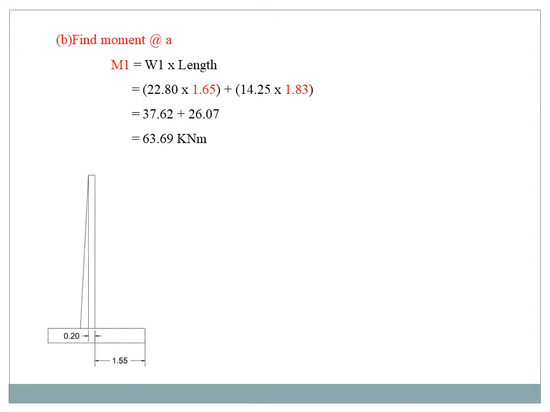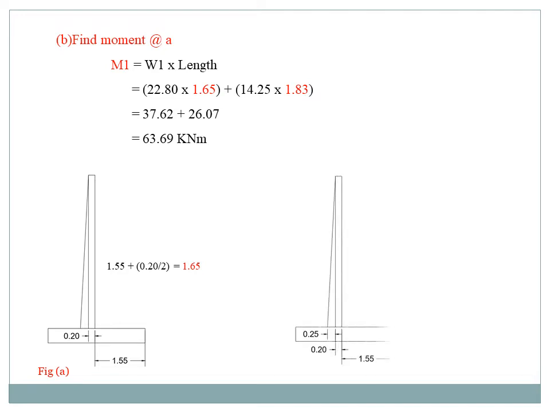See, this is figure A. So for W1, the length is 22.80 into 1.65. This 1.65 is taken from 1.55 plus the rectangular portion divided by 2. One thing to keep in mind: in our retaining wall, for any rectangular portion the length will be divided by 2, and for any triangular portion it will be divided by 3. This is a constant. So 22.80 is the rectangular portion load. Our length is 0.2 meter, so divided by 2, you got 1.65.